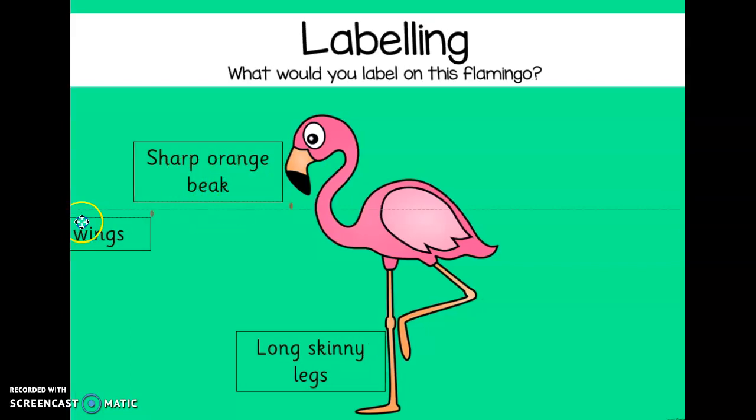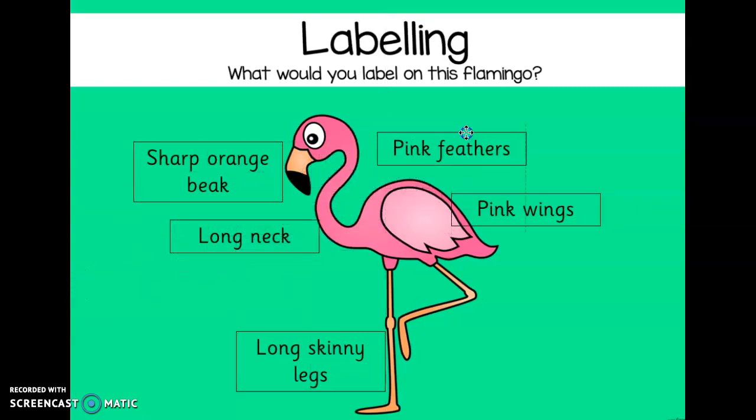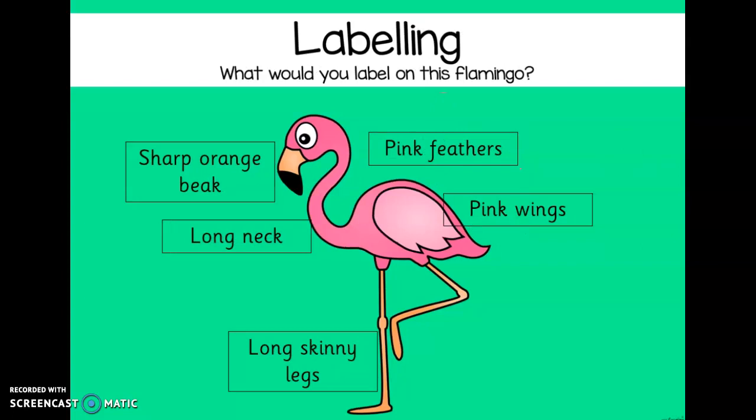The next one I have is pink wings. So I'm going to put it over here, pink wings. I'm using my colour adjective, pink, to describe the flamingo's wings. Another one we have is a long neck, so I'm going to put the long neck there. And the last one is pink feathers. So there's pink feathers all over the flamingo's body. So again, you can see when we're using our eye symbol, we're simply describing what the flamingo looks like from the outside, just using our eyes. We have to pretend we don't know anything else about the animal. We're just describing what they look like.